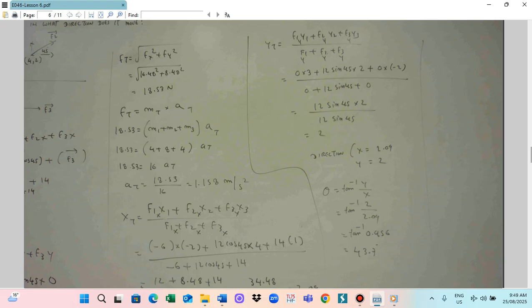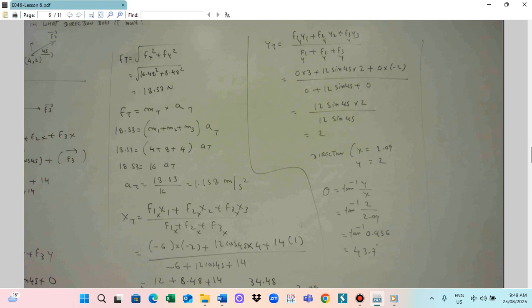Similarly, you can also calculate Y total. Y total is F1 y1 plus F2 y2 plus F3 y3, divided by F1 plus F2 plus F3. Okay, so horizontally F1 y1. In this case, F1 is the horizontal component.